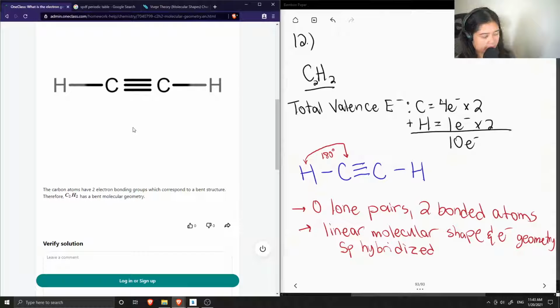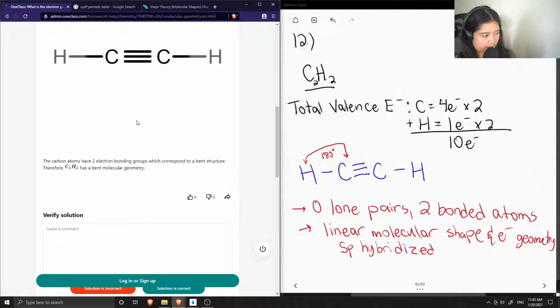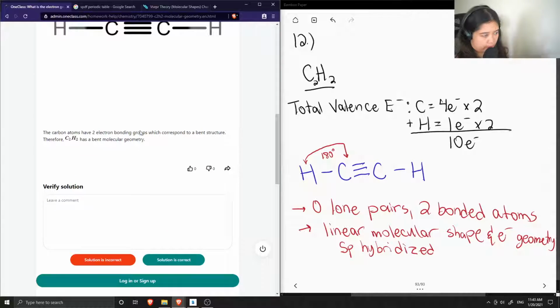Carbon atoms have 2 electron bonding groups, which correspond to a bent structure. So this solution is incorrect. The central atoms, or the carbon atoms, contain 0 lone pairs and 2 bonded atoms each. Therefore, the molecular geometry and electron geometry would be linear.